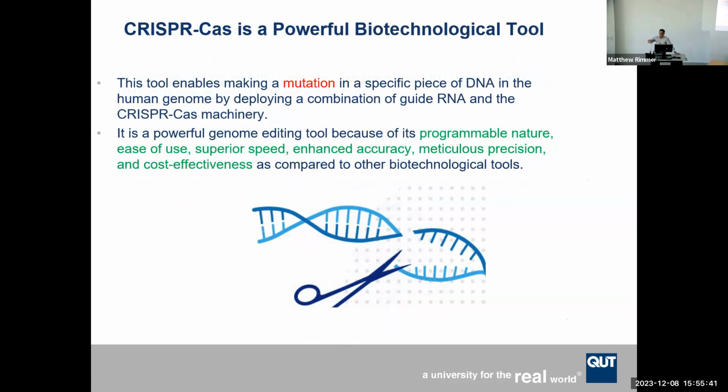And why is it superior to the existing biotechnological tools? Because gene editing is not a new concept, it is already there. How is CRISPR-Cas superior to the existing tools? It is a powerful genome editing tool because of its programmable nature, ease of use, superior speed, enhanced accuracy, meticulous precision, and cost effectiveness as compared to other tools.